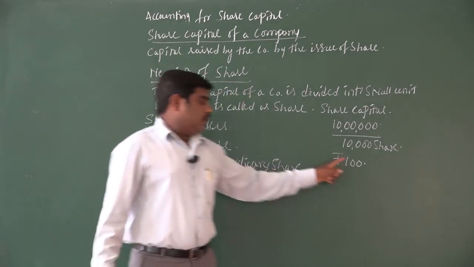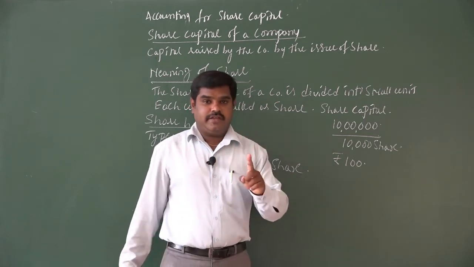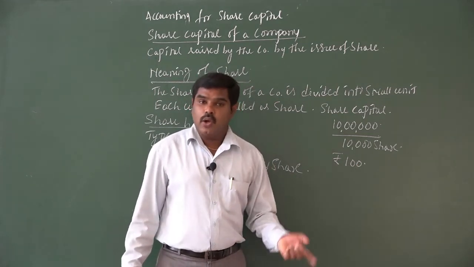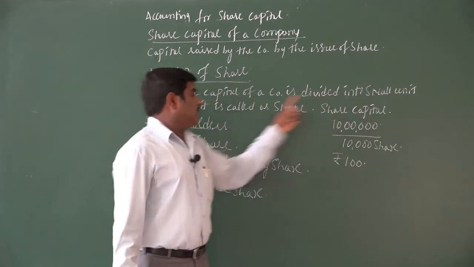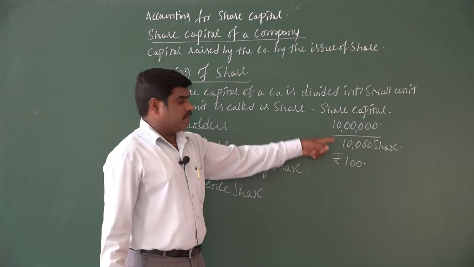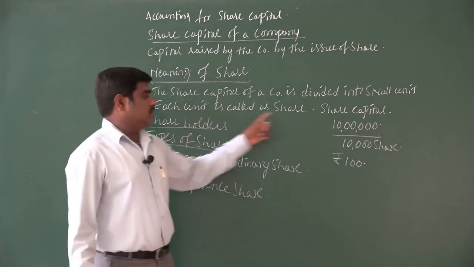So, if anybody wants to become a shareholder, they have to pay 100 rupees for 1 share. If he purchases it, he is also a shareholder. That is, the share capital of a company is divided into small units, and that small unit is what you call a share.